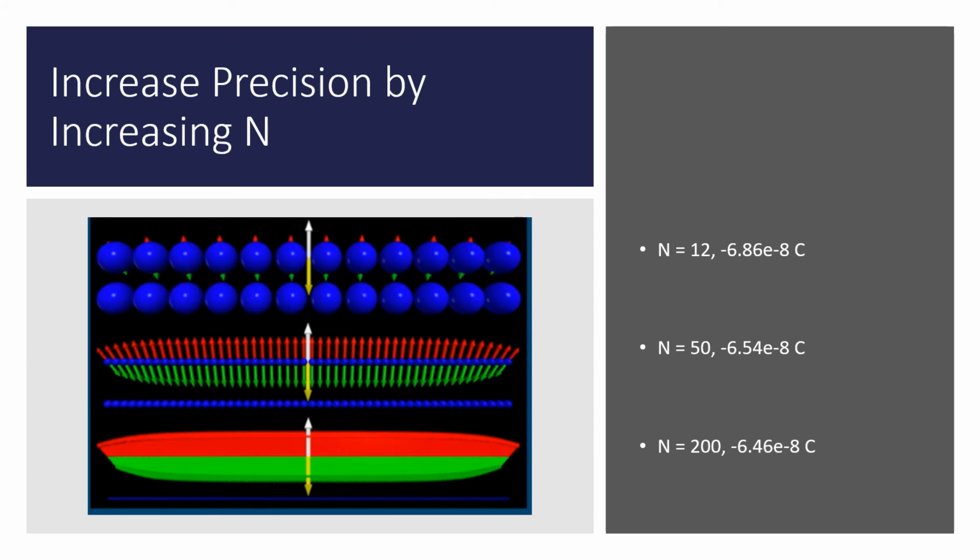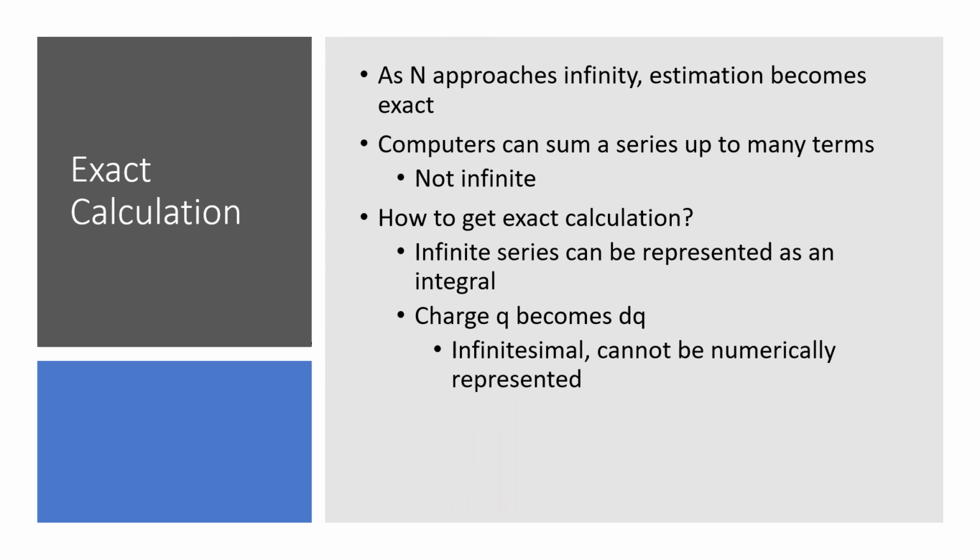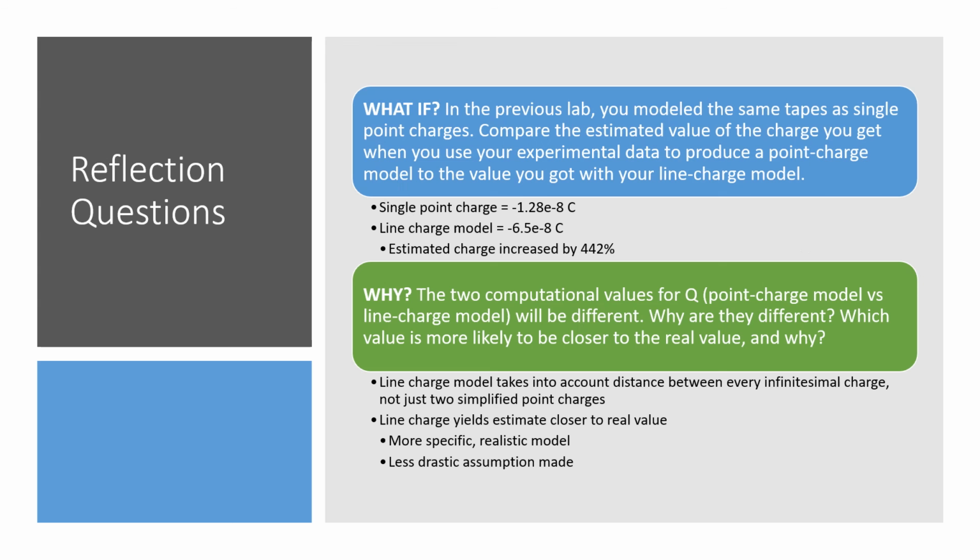Note that these calculations only yield approximations, still we can increase the precision of these approximations as shown. Increasing the number of charges on the line increases the precision of our calculated charge. To make an exact calculation, we need the value n to approach infinity. This is difficult for computer environments like GlowScript to accomplish since they can only sum a series to a certain degree. Instead, to get the exact calculation, we need to transform the series of charges and vectors into an integral, where each small charge q becomes dq, an infinitesimal charge that cannot be numerically expressed.